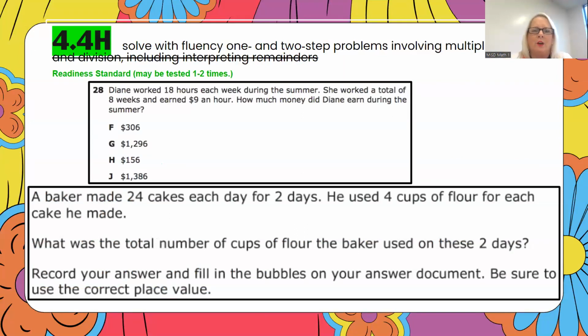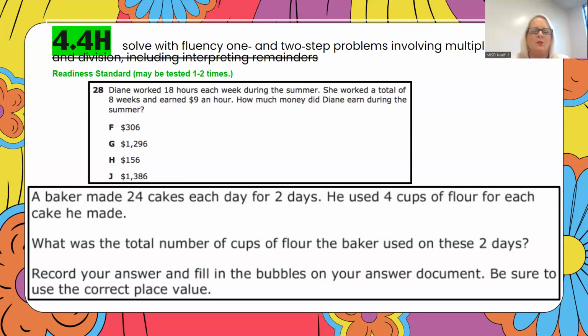So looking at 4H, you see both of these questions. Number 28 was within the last 5 years, and then the other question was previously, I think 2016 perhaps. But if you'll notice, both of these questions are asking for you to multiply and then multiply again. So the first one, Diane worked 18 hours each week during the summer. She worked a total of 8 weeks, and she earned $9 for each hour. So we're going to multiply the hours times the weeks, and then the weeks times the hours to find out how much money Diane earned during the summer.